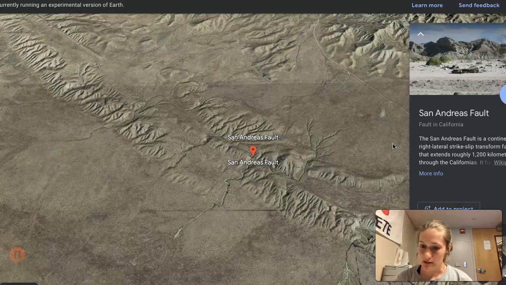So the San Andreas fault line also has an average slip rate along the fault of 20 to 35 millimeters per year, which just means that the two plates move past each other at a rate of 20 to 35 millimeters per year, and that is a transform boundary.